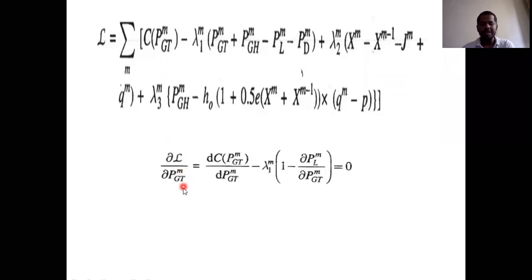This is our main function. The first one is, we need to differentiate this auxiliary function with respect to PGTM. Then what equation will you get? Let's see. Dou L by dou PGTM is equal to, and this is nothing but a normal differentiation of the objective function. I already told you in the previous classes the difference between partial differentiation and normal differentiation, meaning in what cases we go for partial differentiation and in what cases we use normal differentiation.